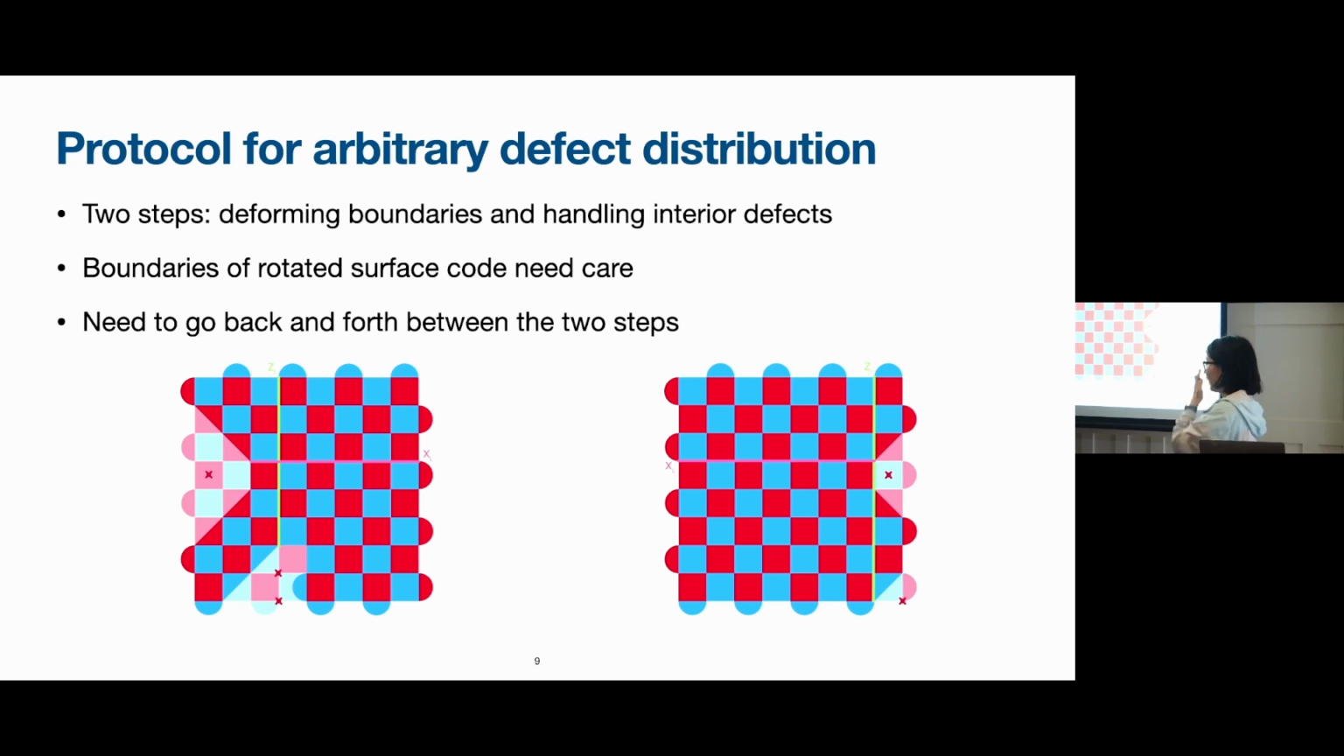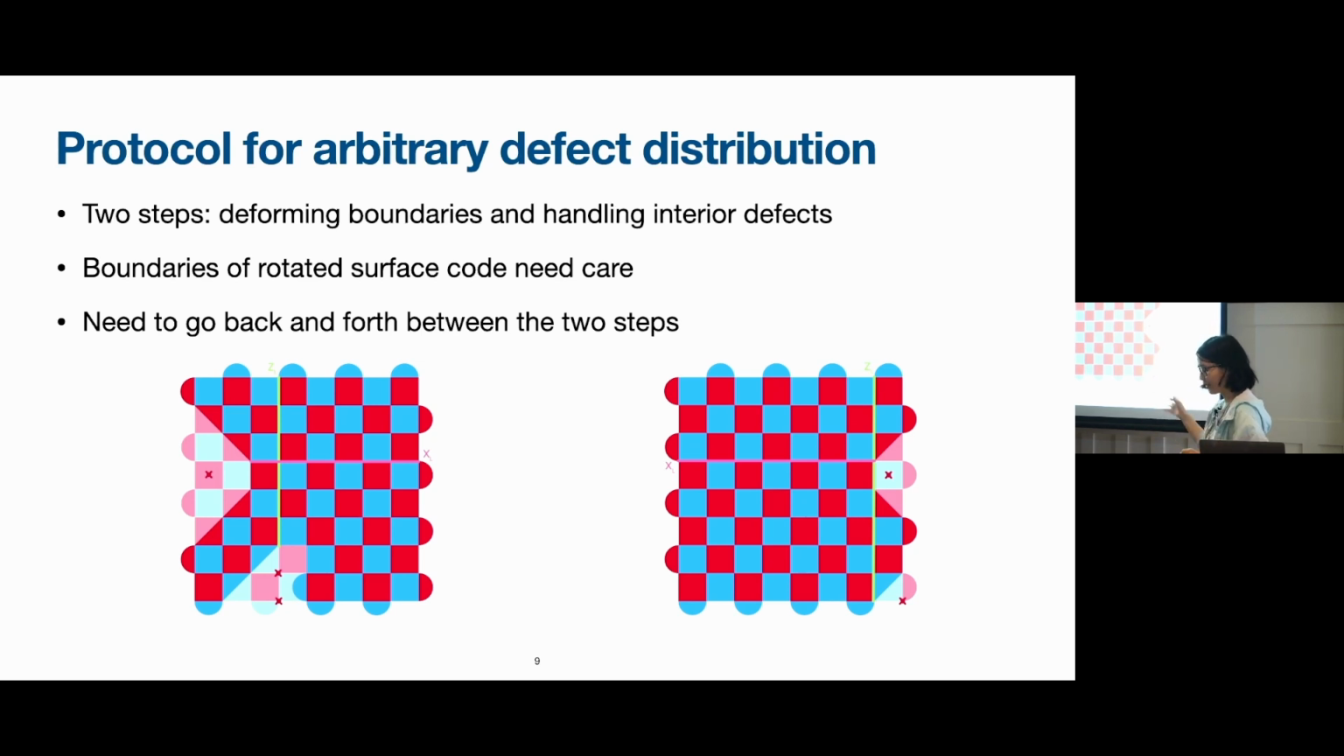So that's why I say that we need to go back and forth between these 2 steps. We need to deform the boundary and then try handling the interior defects. Sometimes handling the interior defects will require you to disable more qubits. For example, when you have a syndrome defect, more qubits might be too close to the boundary, so you have to go back to deforming the boundary.